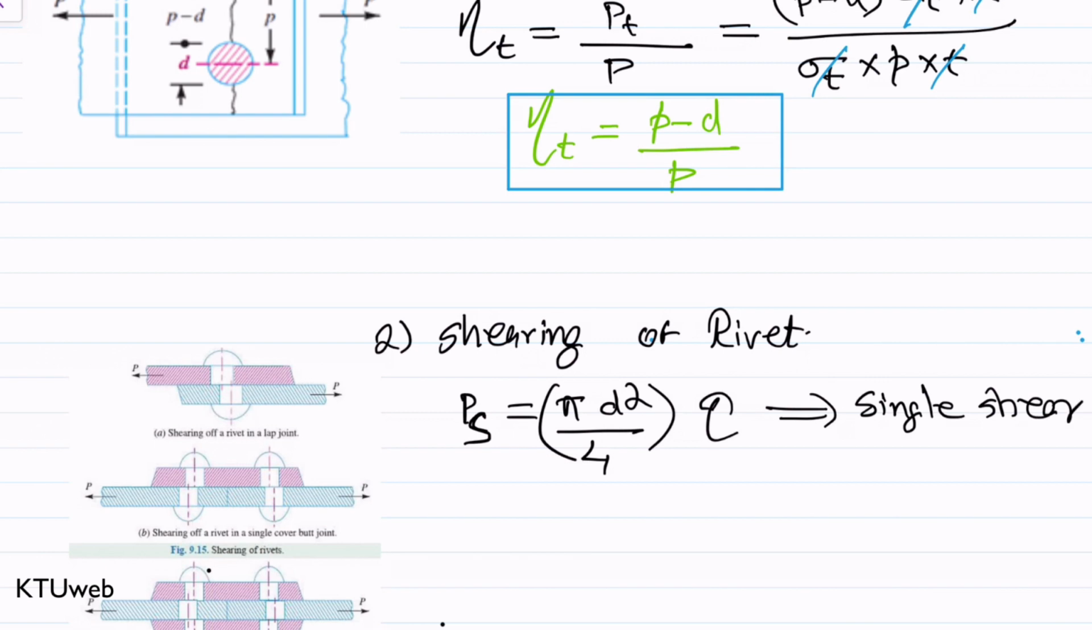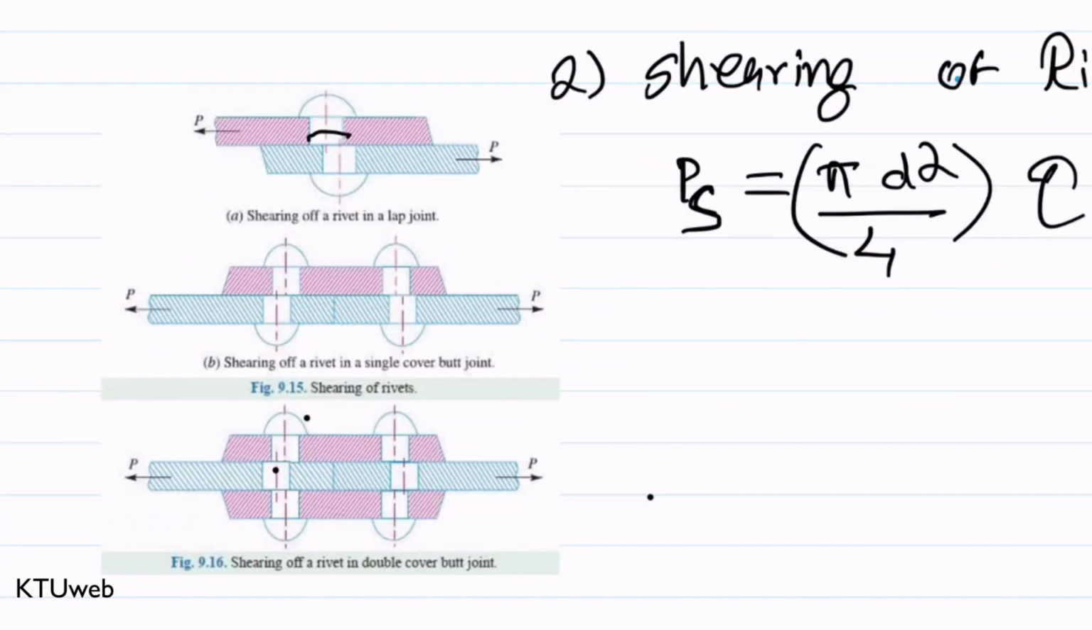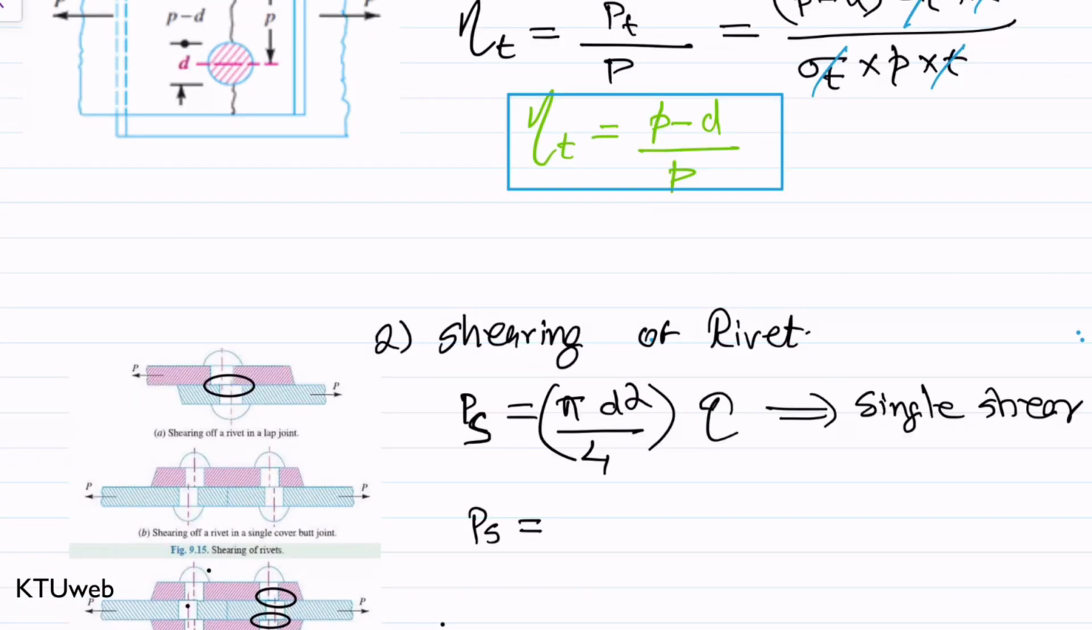You could see in this lap joint we have only one shear surface, but in case of this double strap butt joint, we have a shear area right here, another shear area right here. So in this condition we have double shear. In those cases we can write PS is equal to 2 into what you have in single shear, that is pi d square by 4 into tau. So this equation stands for double shear.